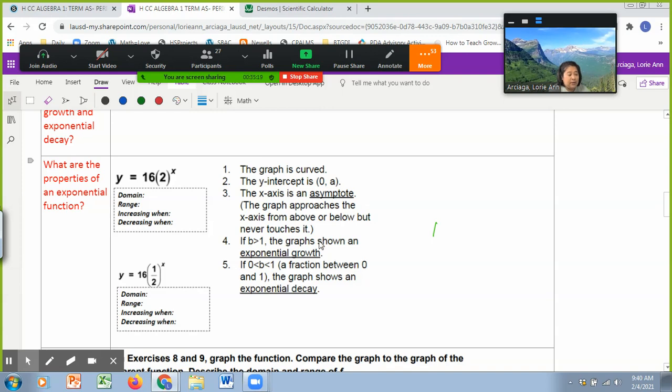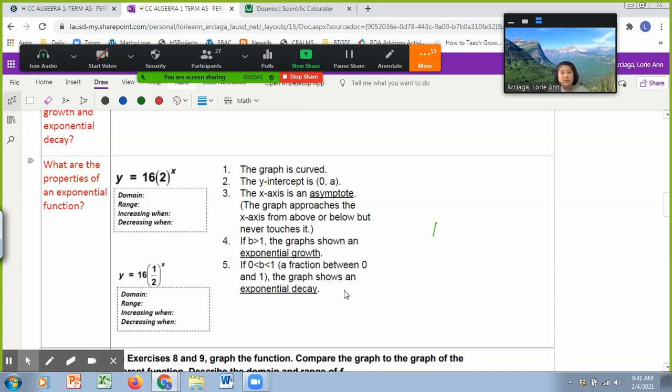Okay? All right, and I've mentioned earlier, if the value of b is greater than 1, let's say we use 2 to the x, so the b is greater than 1 over there, that's an exponential growth. But if the b value is a fraction, then it's an exponential decay.